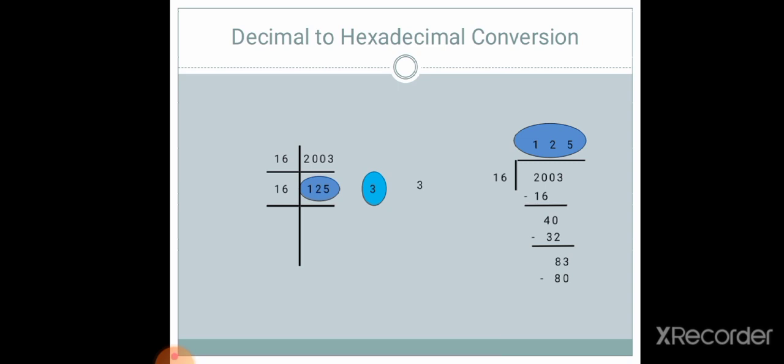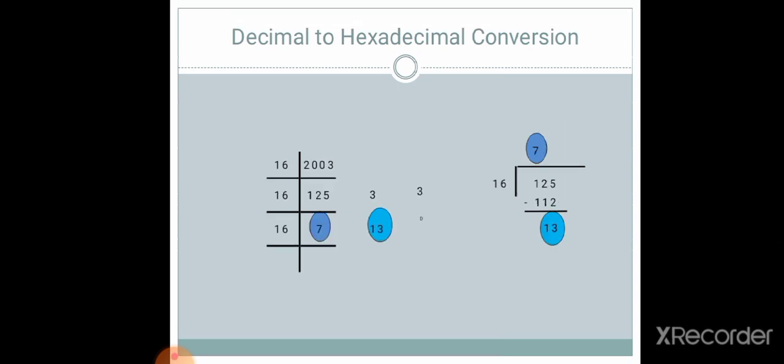That remainder we have written at the right hand side, and our first division answer we have written below our main number. That means your quotient is 125, your remainder is 3. Now you have to again divide 125 with 16.